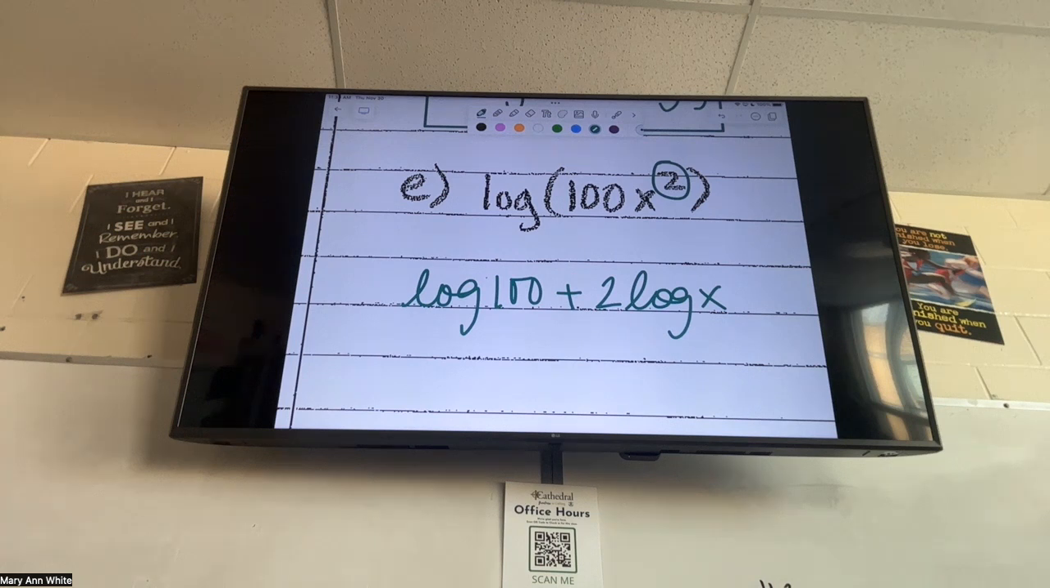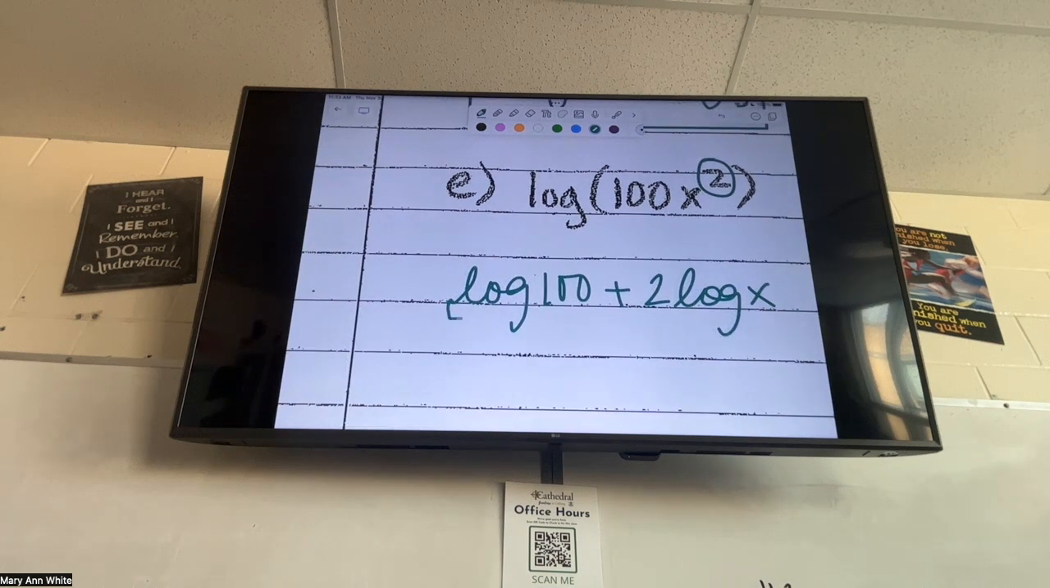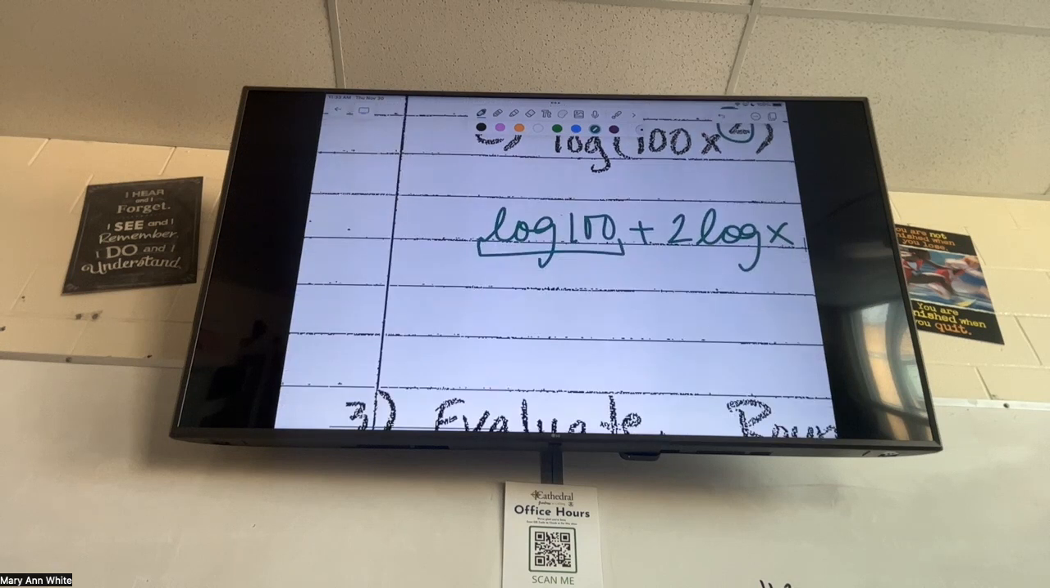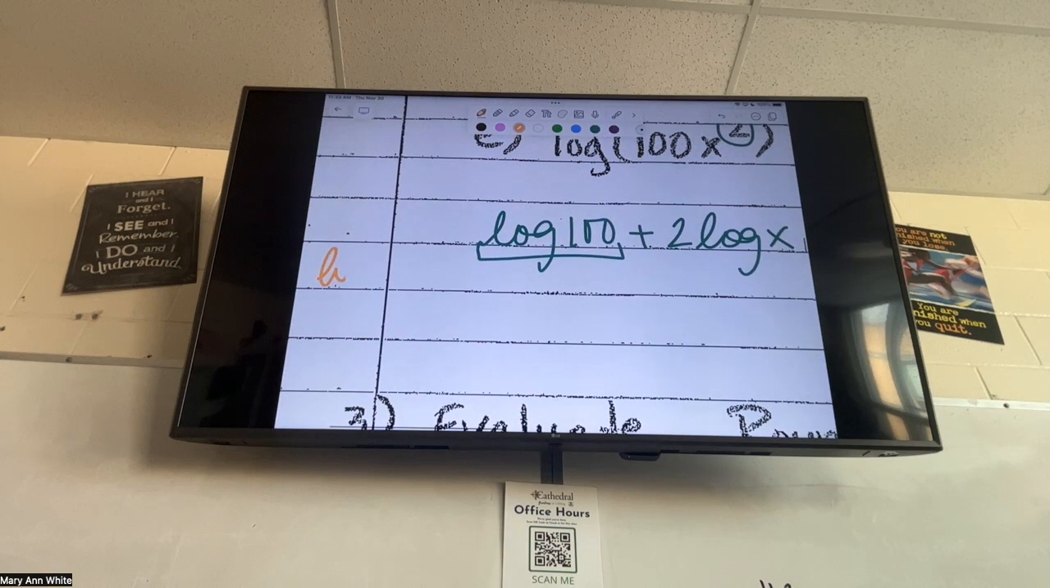Okay, I'm going to argue that we can simplify this log of 100. If I were to log roll it over here, I can think of it as log of 100 equals x. What would my base be? 10. So when I roll it, 10 raised to the x equals 100. What would x be? 2. So log of 100 would just be 2. And so I've got 2 plus 2 log x.